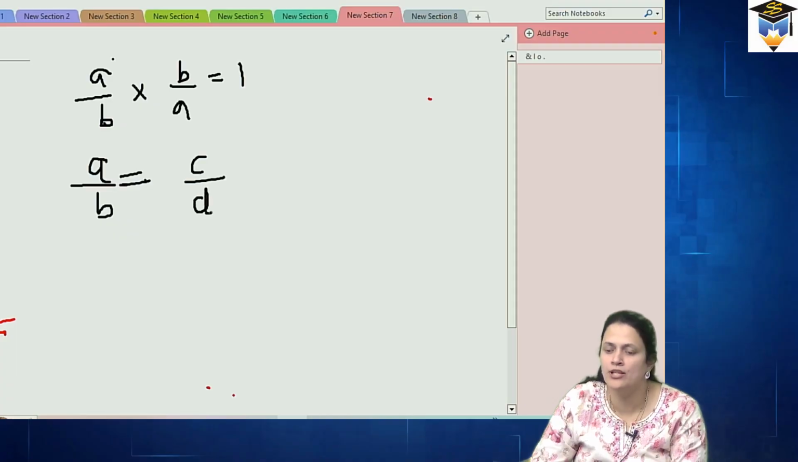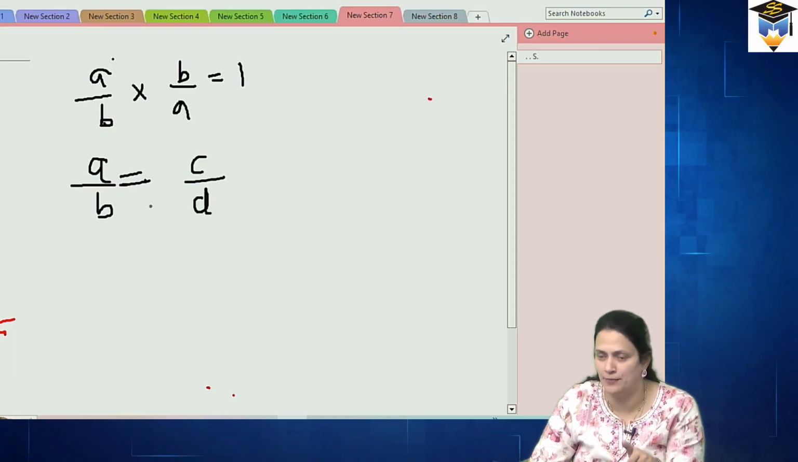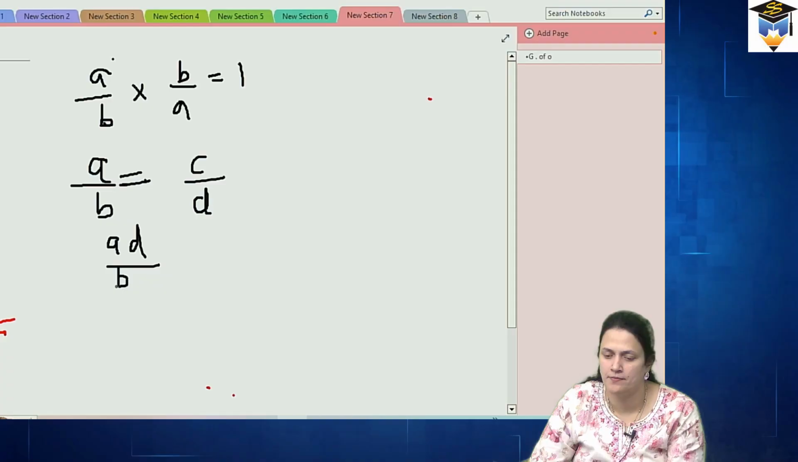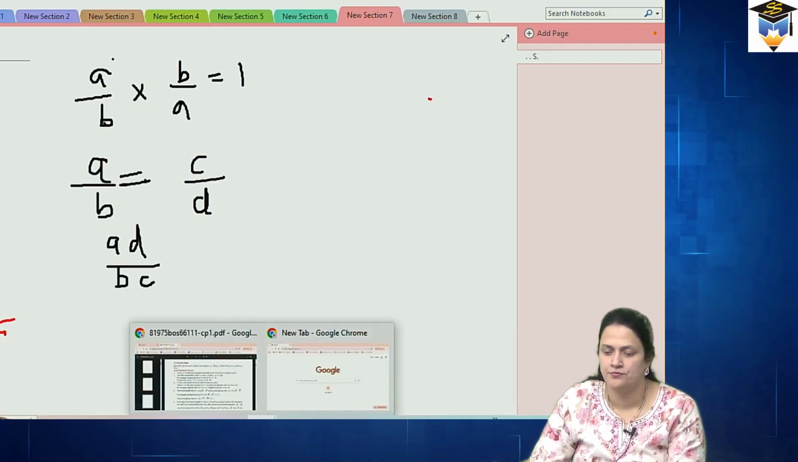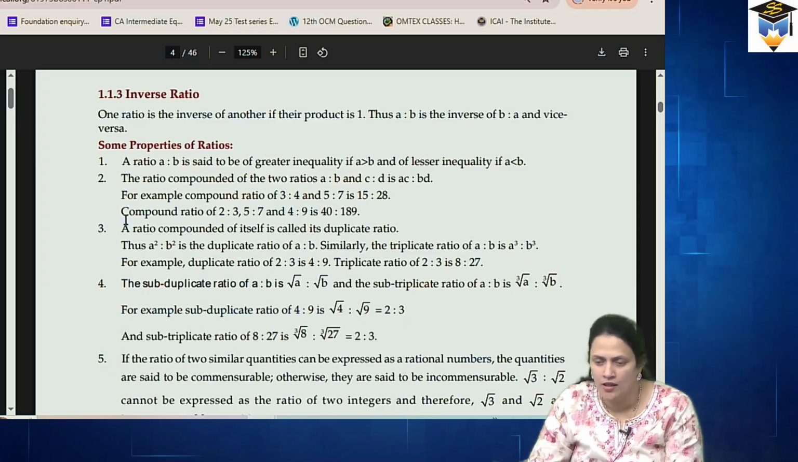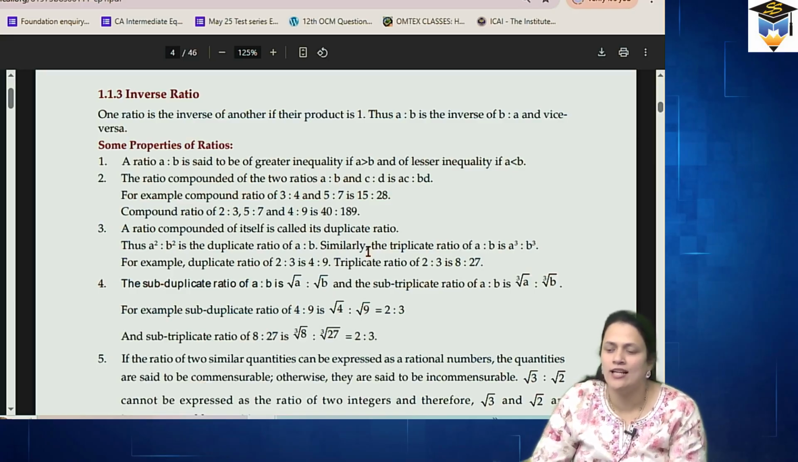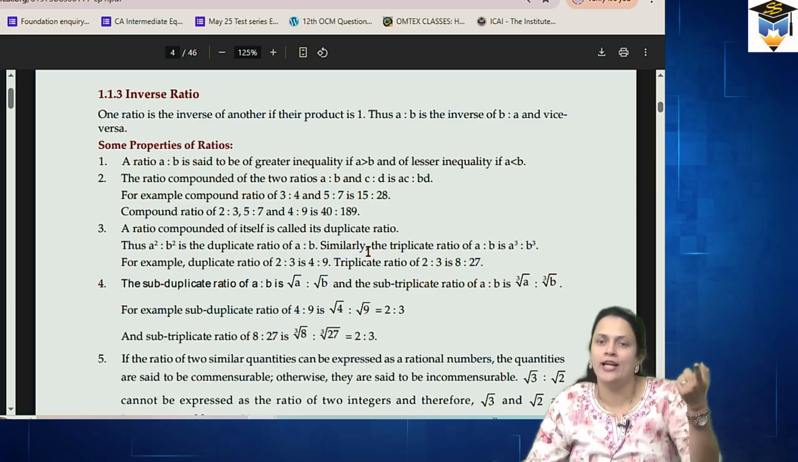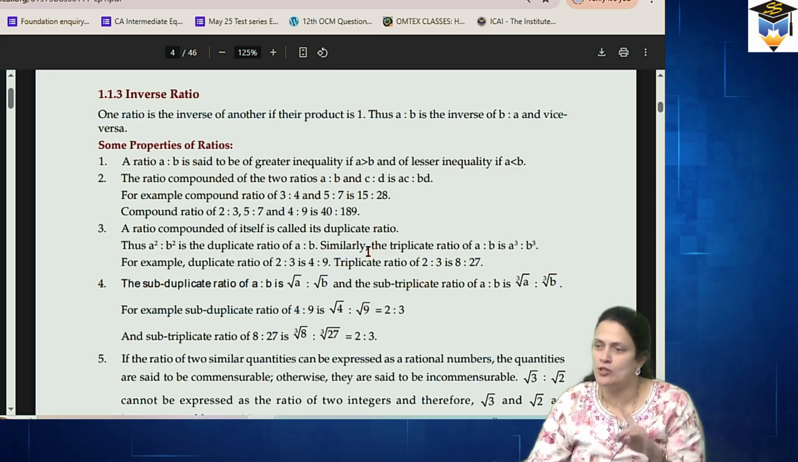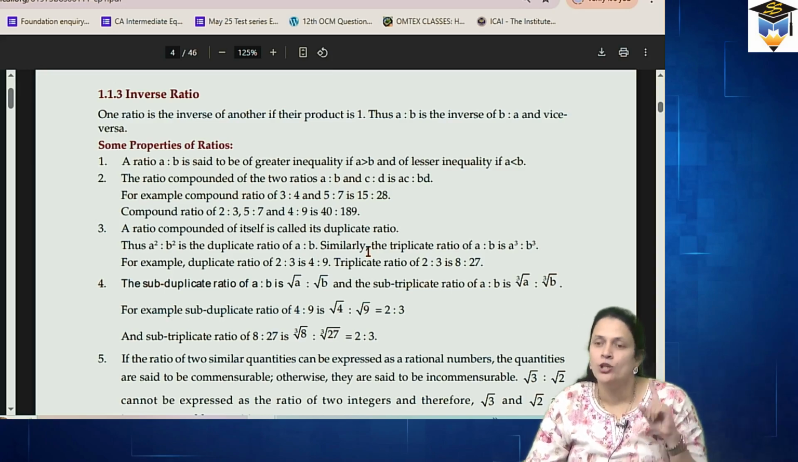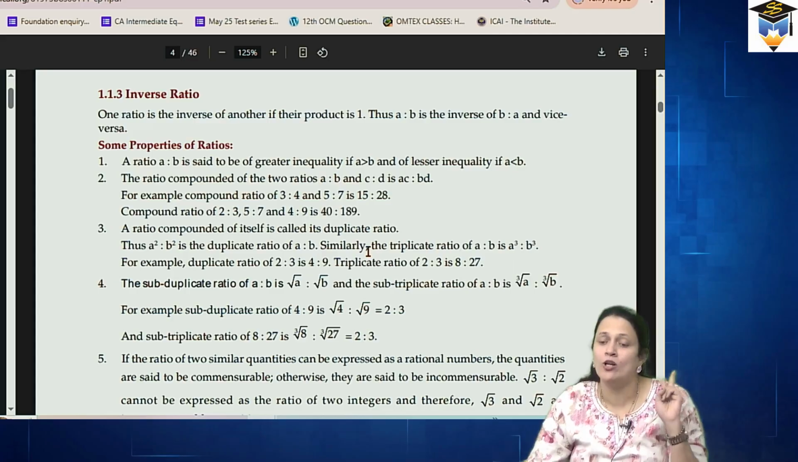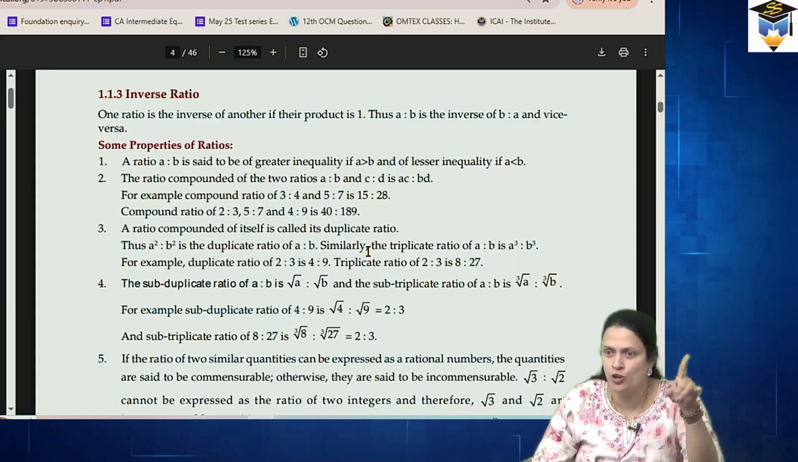So when you compound the ratio, what you need to do? Cross multiply. So it will become AD upon BC. Then next, a ratio compounded of itself is called a duplicate ratio. So A into A upon B into B, that is A square upon B square. You can take duplicate ratio, you can also take triplicate ratio: A cube upon B cube.